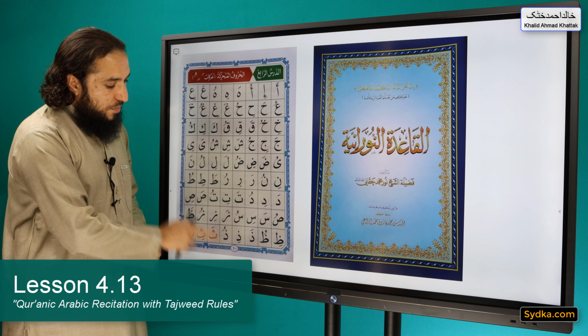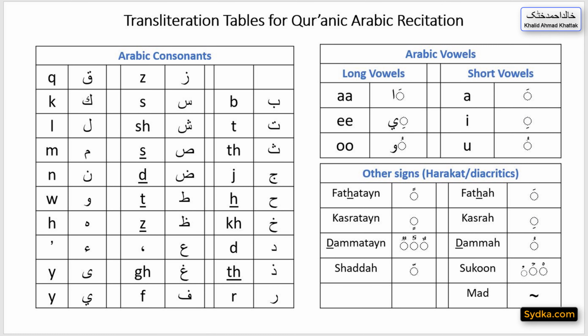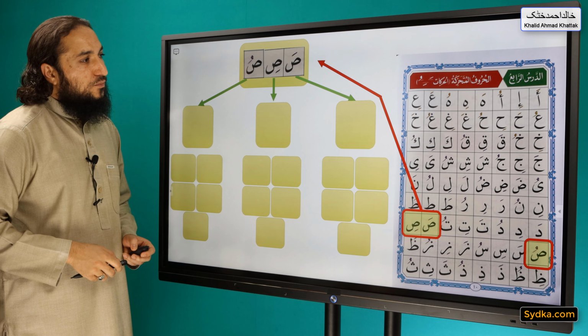Welcome back to another session of Qur'anic Arabic Recitation with Tajweed Rules. In this session, we will be studying the next nine syllables. It's from here to there. Page number 10, Al-Qaida Nuraniya. This slide is for those of you who will be relying on the transliteration. So it's just a reminder for you.